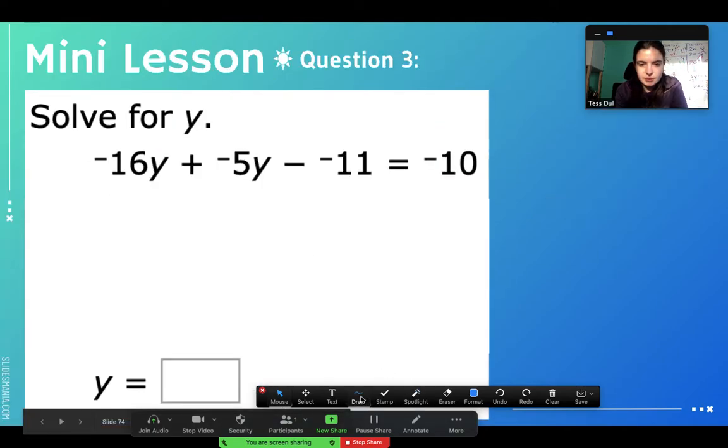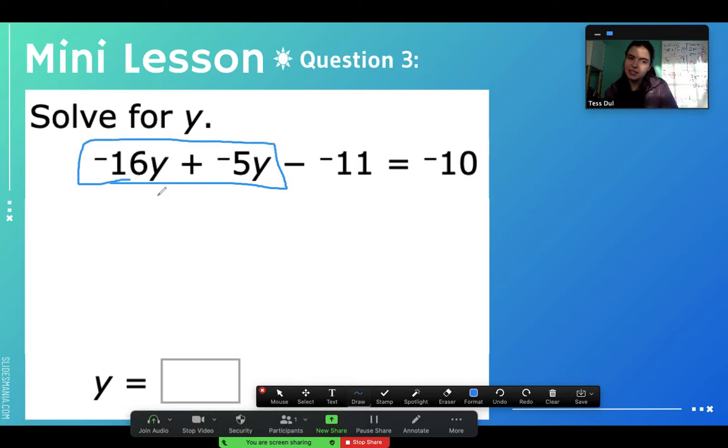Right here. So what's negative 16y plus negative 5y? We started at negative 16 and we're getting more negative. Negative 16 minus 5 would give us negative 21. So negative 16y plus negative 5y would give us negative 21y.